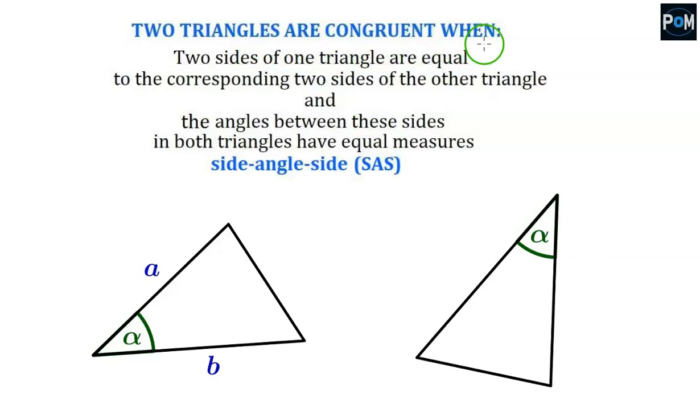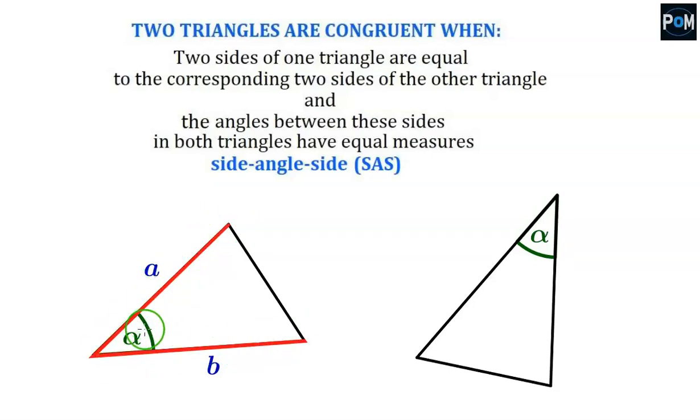Two triangles are congruent when two sides of one triangle are equal to the corresponding two sides of the other triangle, and the angles between these sides in both triangles have equal measures. We call this theorem side-angle-side, in short SAS. This theorem works in such a way that if I have side A and side B in one triangle, let's mark them in red.